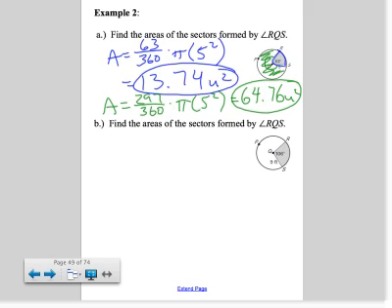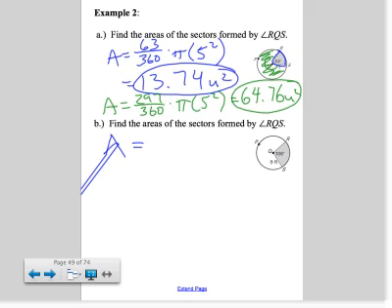So example B is done the same way. I'm going to go through part B really quick, and then we'll go from there. For part B, the area of the smaller sector. Sorry about that, evidently my arm brushed something. I don't know what's happening there, guys, just bear with me.